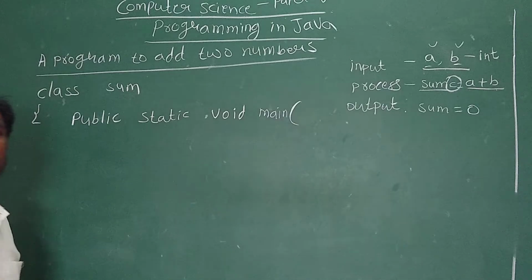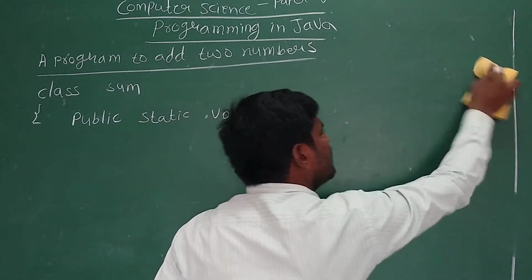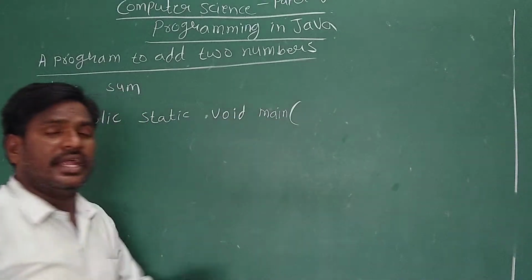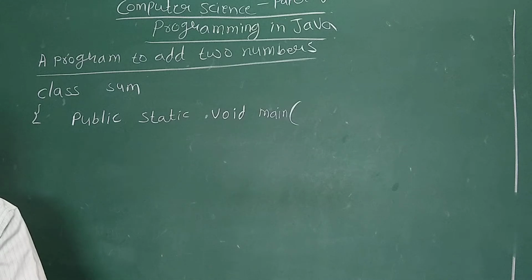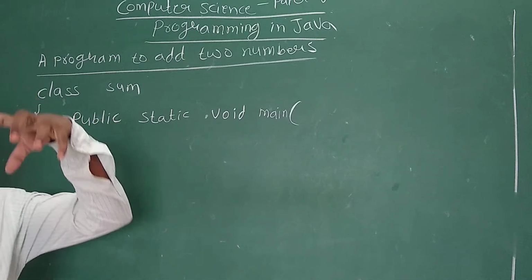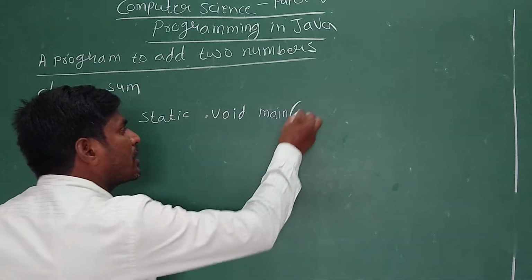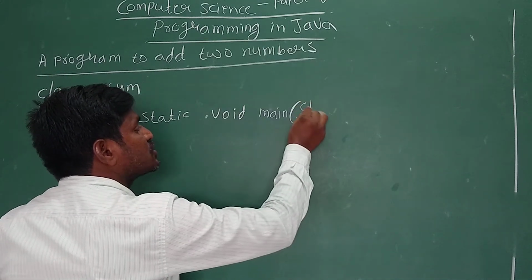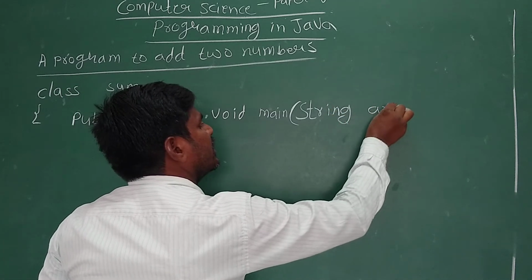The main method will take parameters. In C language and C++, the main method may or may not take parameters. That is optional. But in Java, the main method must take a parameter, that is mandatory. What type of parameter? It will take string type parameters. An array of strings it will take.